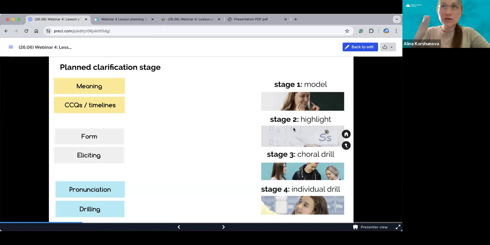Then make sure that you use a board or whatever. You highlight what exactly you want to drill in this word. For example, you want to drill some separate vowel, or you want to drill the connected speech aspects between words, or you want to drill intonation, so probably you would need to draw an arrow up or whatever. So highlight what you want to drill with your students and then ask them to repeat after you. Ask them first to repeat all together if you work in groups, and then ask them to repeat individually. So you can nominate a few students and ask them to repeat this or that word.